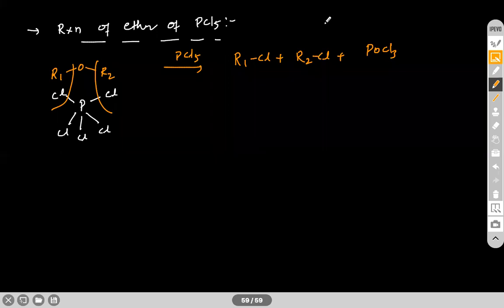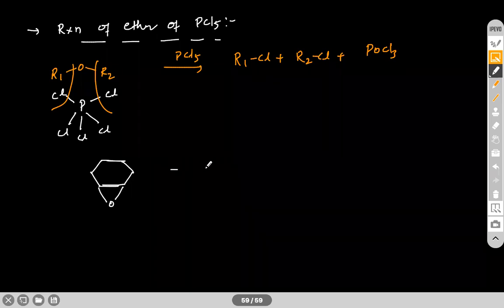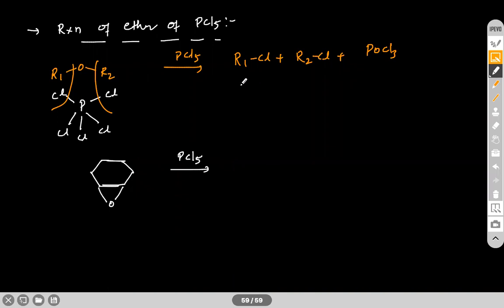Is it clear? Yes, sir. Even if you have this kind of compound, you see, epoxy compound, then also you can write down the product in a similar way. Like I said, epoxy ऐसा कुछ compound है PCl5 के साथ. Try writing down the product in this way.